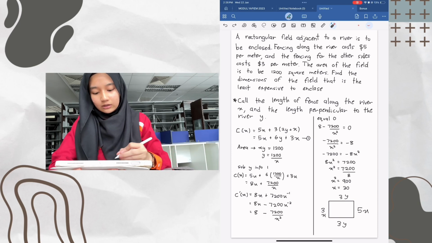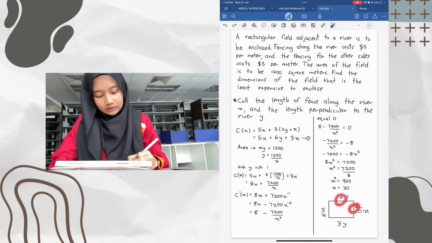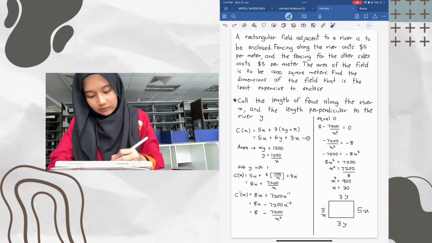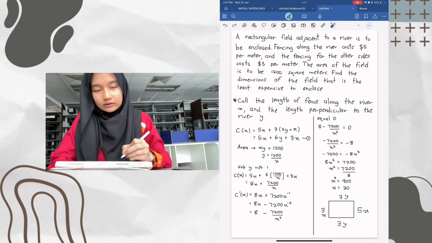We know that area equals length times width. So this is the length and this is the width. And since the question has already given our area, we just put it in our equation: x times width equals 1200. After that, just bring x to the other side, so that the width will be in terms of x.